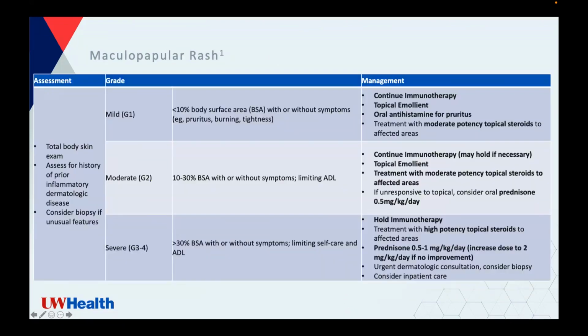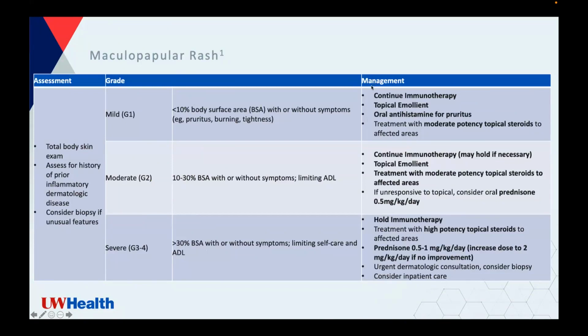So starting with the most common, the maculopapular rash, we're really approaching this from how much the rash is covering the patient's body. So mild forms less than 10% of the patient's body, moderate 10 to 30% of the body surface area, and then severe greater than 30%. So with the mild forms, they may be with or without symptoms like itching, burning, or tightness.